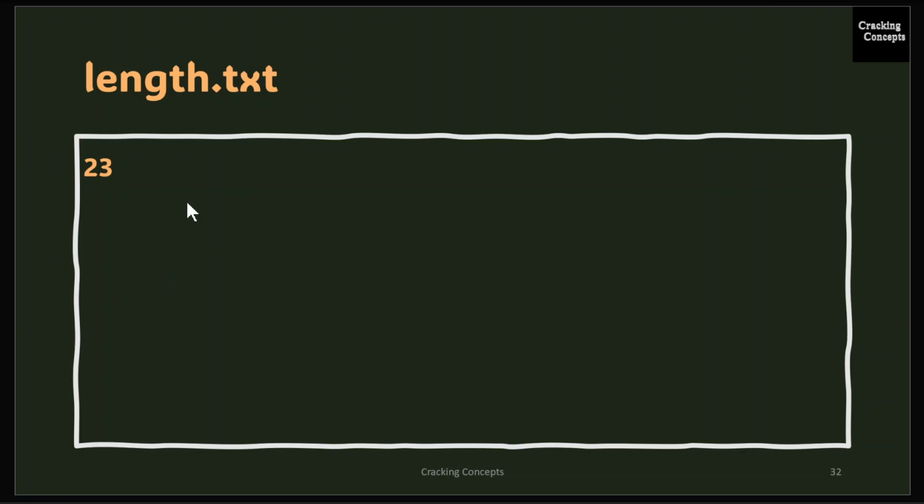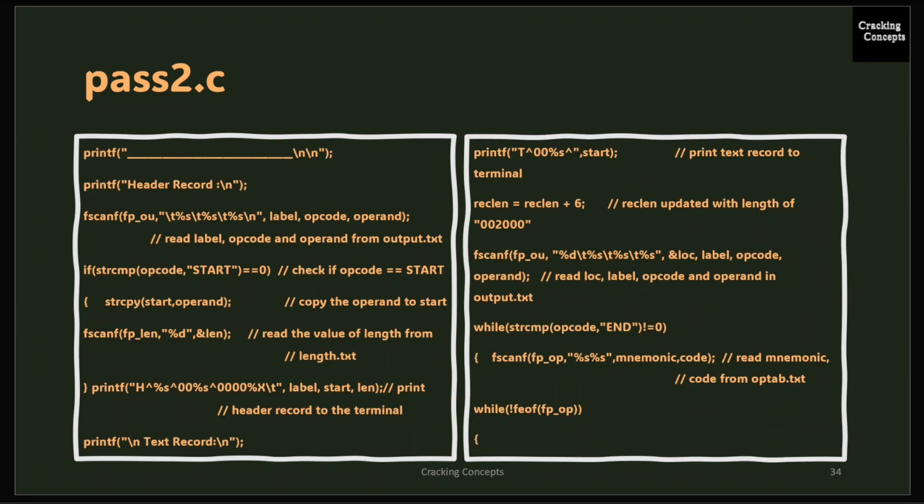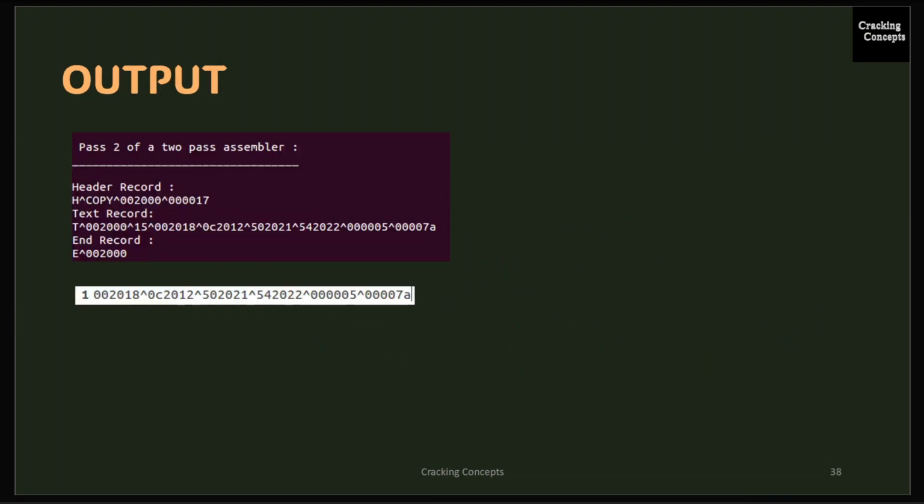Now this is the length file, one of the inputs to pass2. This is the program for pass2, and this is how the output looks like. As I have said before, pass2 will have only a single output. All of it is in hexadecimal. As you can see, the name of the control section, the address, the length, all of it are given in 6-digit values. Then the text record followed by the length and the object code for all the other lines of code, and finally the end record and the address of the first executable instruction.